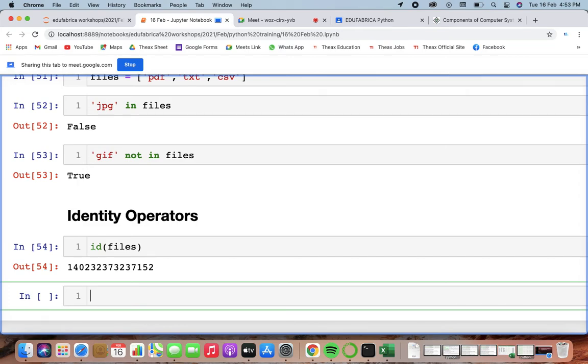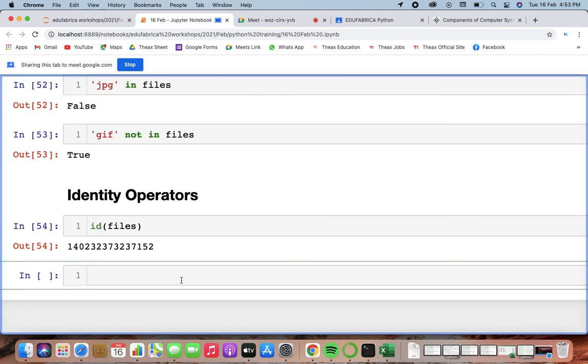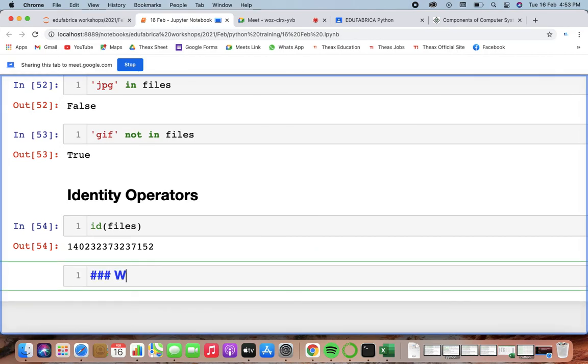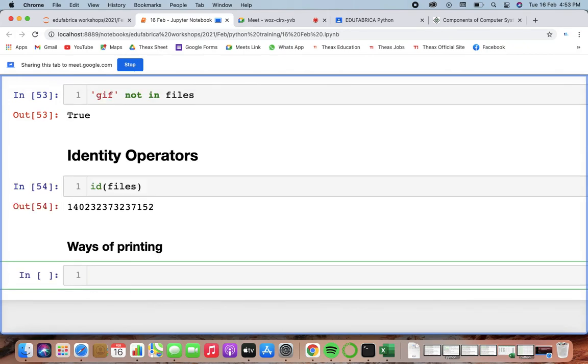Now there are several ways to get something printed. So let's see the ways of printing. What are the ways of getting things printed? Let's say my values, just for a minute.